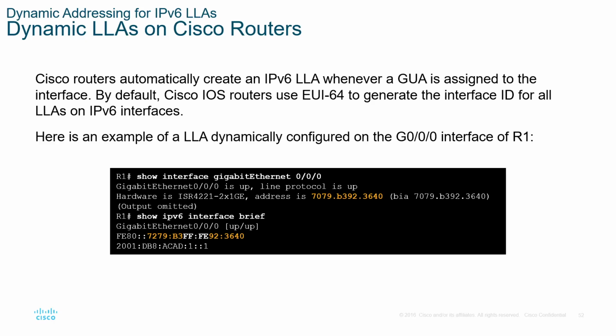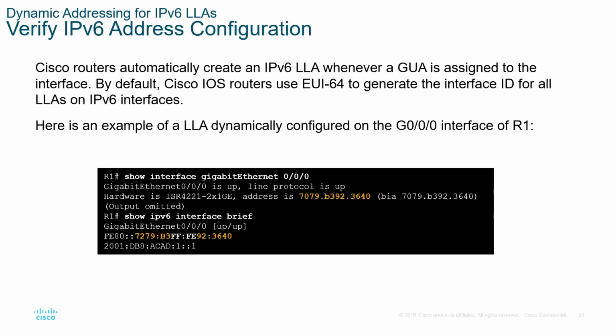In this case that is shown here, we can easily identify that the IPv6 address, the link local address in this case, was actually created based on the MAC address. As we can see, it's just basically using EUI-64. It just basically split the MAC address in half, padded the middle with FFFE, and inverted the 7th bit from 0 to 1, which caused the second hexadecimal character to become a 2 instead of a 0. Again, Cisco routers automatically create an IPv6 LLA whenever a GUA is assigned to the interface. By default, they use the EUI-64.